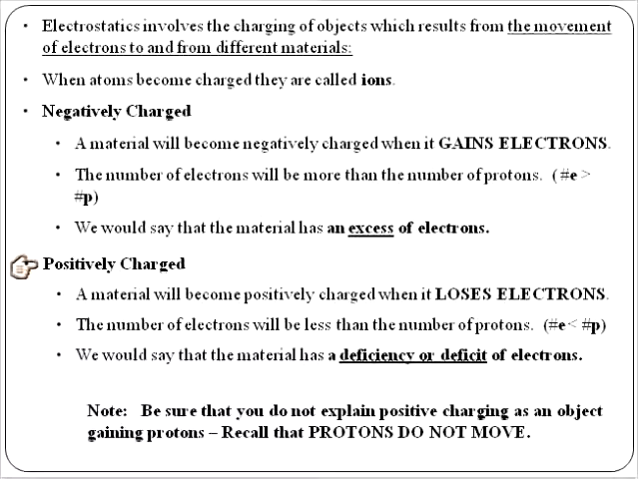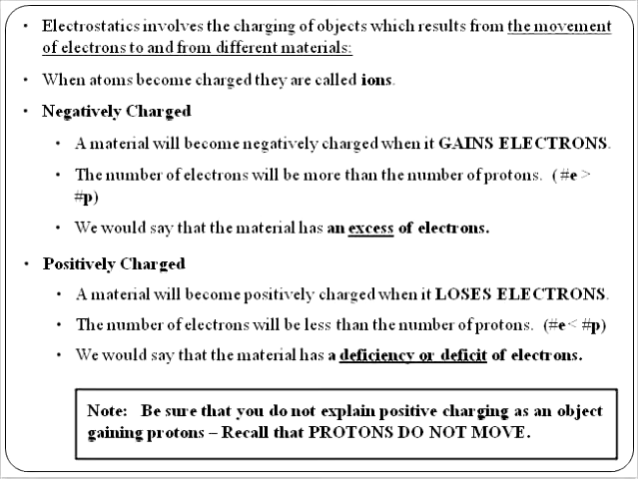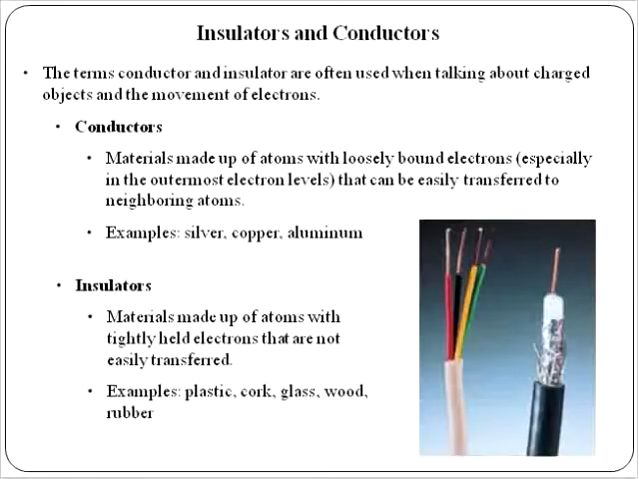Now, the most important thing to remember is right down here. Please do not, okay, because this will be wrong right away. Do not explain a positive charge on an object by saying it gained protons. That is impossible. The protons do not move. They're locked away. So please don't make that mistake. If you get a positive charge, that means you have lost electrons, not gained protons. Doesn't work that way.